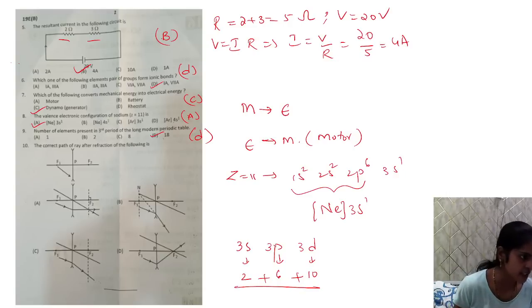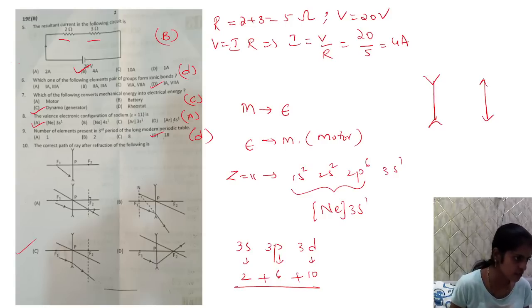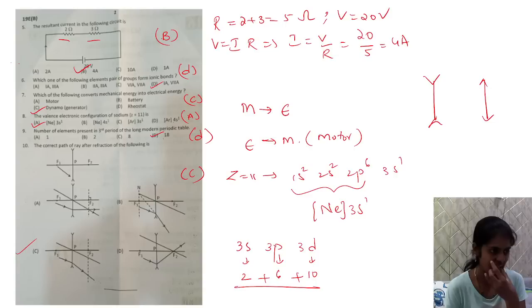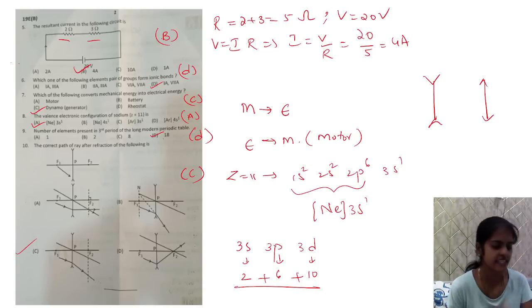Next one, you see the correct path. So this is concave. First of all, this lens means concave lens and this lens means convex lens, isn't it? Concave lens diverge. So here option C would be correct. It is diverging, see. Okay. Yes. Next one.